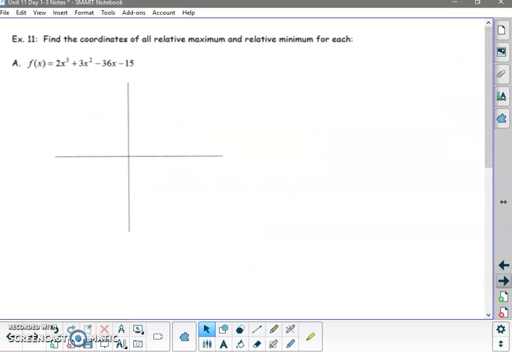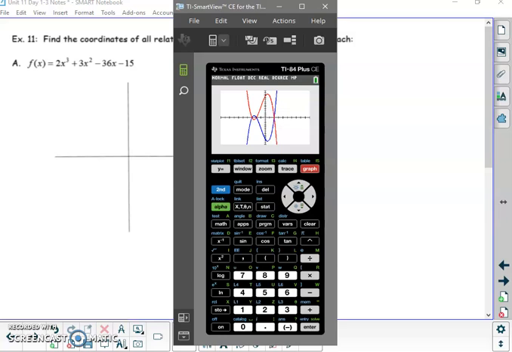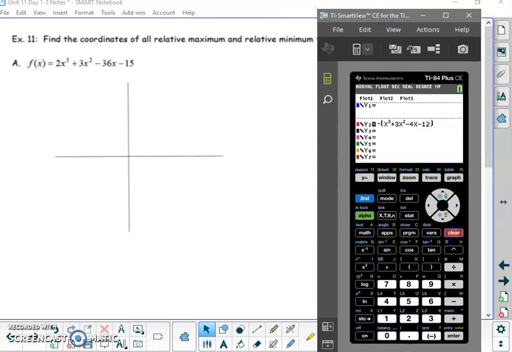All right, so very quickly, let's do one of these examples. It says find the coordinates of all relative maximums and relative minimums for each one. So what we're going to do very quickly is take our calculators, and I want you to put this into y1. So we've got 2x cubed plus 3x squared. I want you doing this as I do it here. Let me do that again: 2x cubed plus 3x squared minus 36x minus 15. Okay, and let's take a look at the picture.